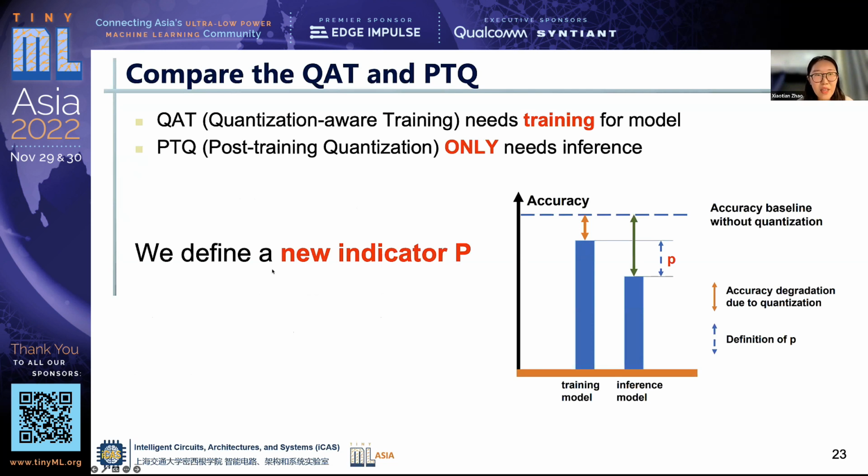We define a new indicator P. This blue line is the accuracy baseline without quantization, and this orange array is the accuracy degradation during the quantization. The value of P is the training model accuracy minus the inference model accuracy. We think that the value of P can reflect the degree to which a model is influenced by training.